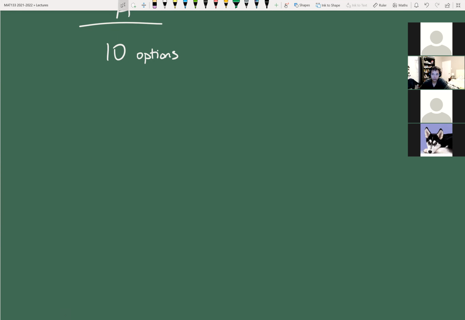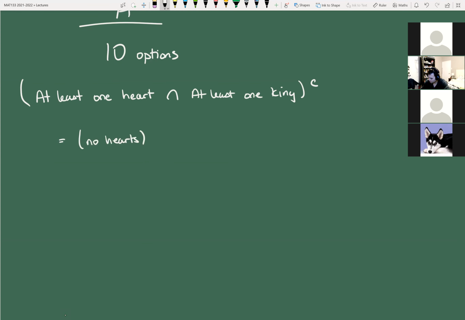Again, somebody asked this. I think it was Christian, and it's basically at least one heart. So if I wanted to take the complement of at least one heart intersect at least one king, the complement of this is no hearts or no kings. Okay, and that is a big hint, I think.